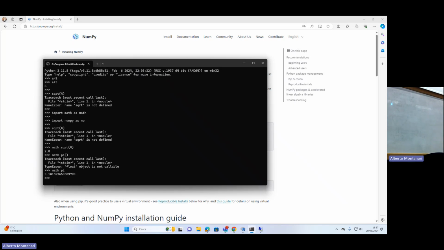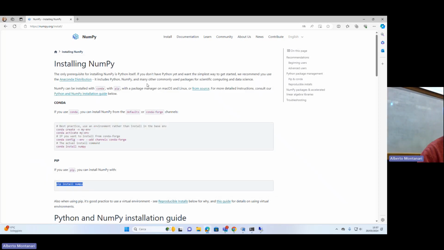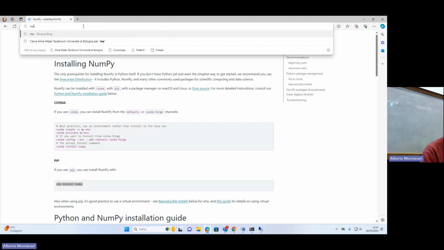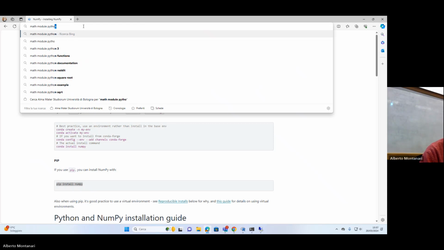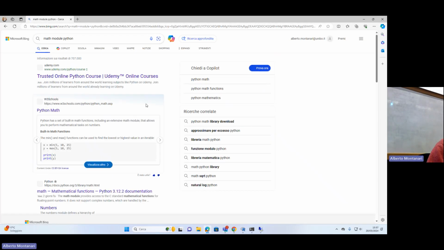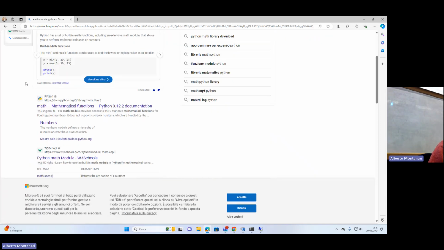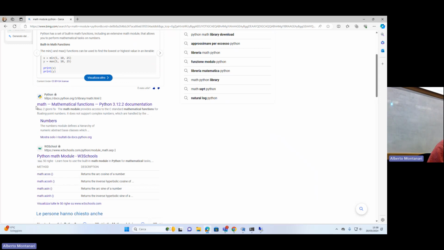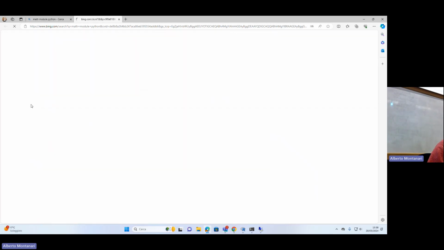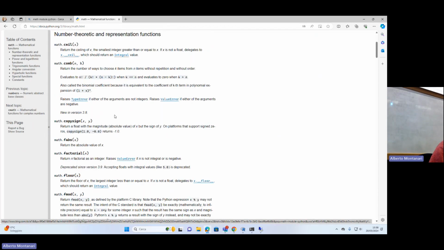Then we have several things, right? Several things, yeah. Not just... No, several. And in order to get the list, you have to, as usual, go on a Google page, like here. And then you search for math module Python. And then, okay, this is a course. Let me see, mathematical functions. Here it is. And here there must be the list of all the functions. You see?